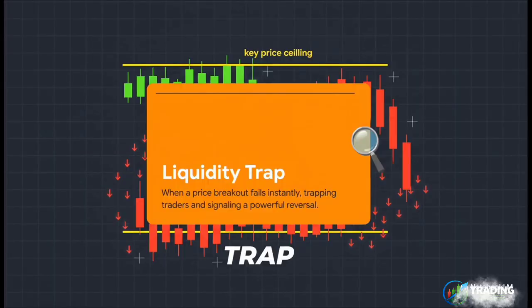Okay, let's paint a picture of what this actually looks like. Imagine there's a key price level, a ceiling that everyone's watching. They're all thinking, once it breaks through, it's going to the moon. So they pile in with buy orders. But just as it pops through, bam, the price slams right back down. And just like that, all those buyers are trapped in losing positions, creating this massive pressure for a move in the total opposite direction. That right there is the trap.